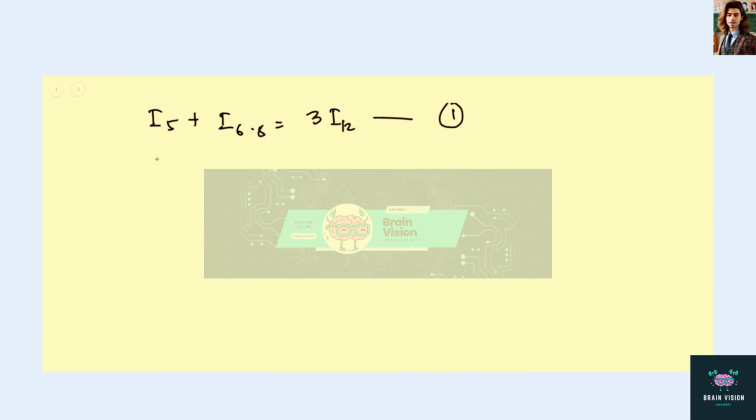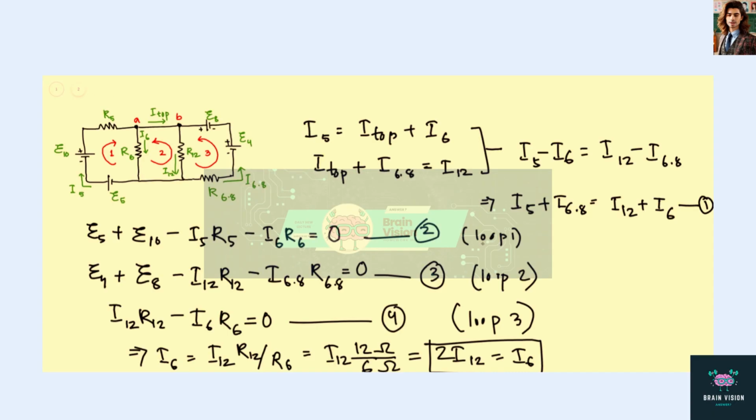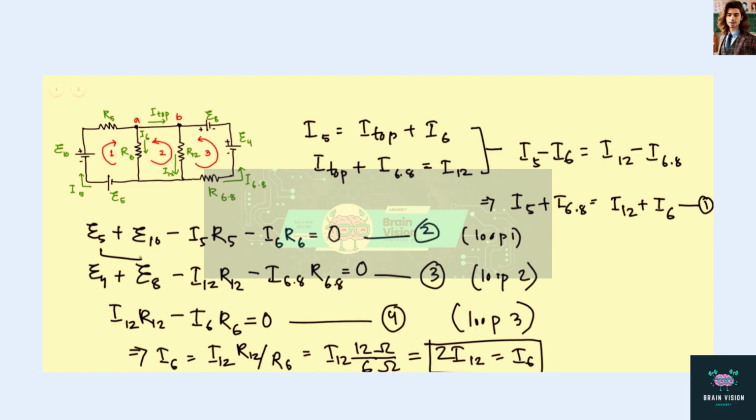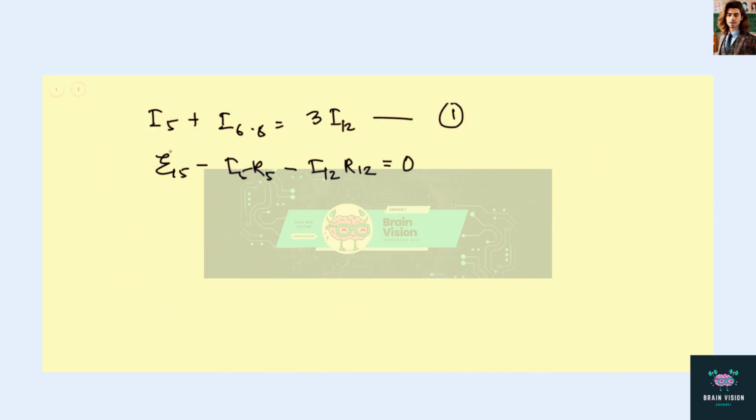So now we plug that into the loop 1 equation, equation 2. We plug this value of I6 over here. So we will get E15 minus I5 R5 minus I12 R12 equal to 0. So I have added these two because E5 has a value of 5 volts, E10 is 10 volts, so 5 plus 10 is 15. And that's why I have written here E15.